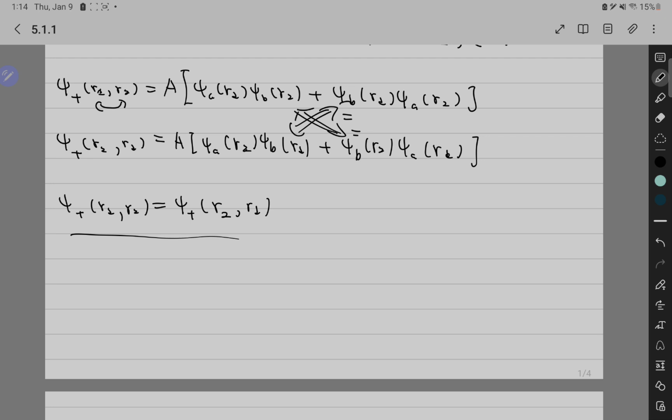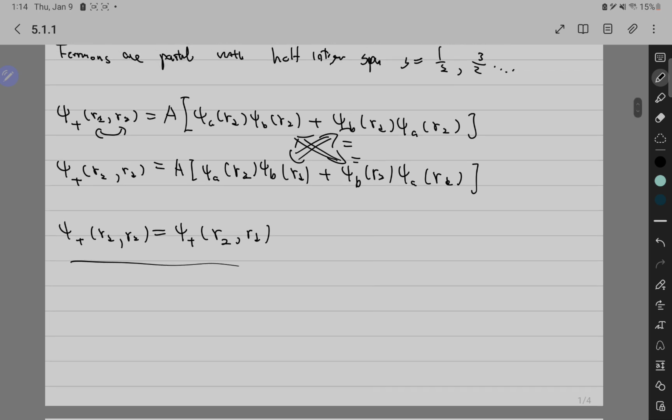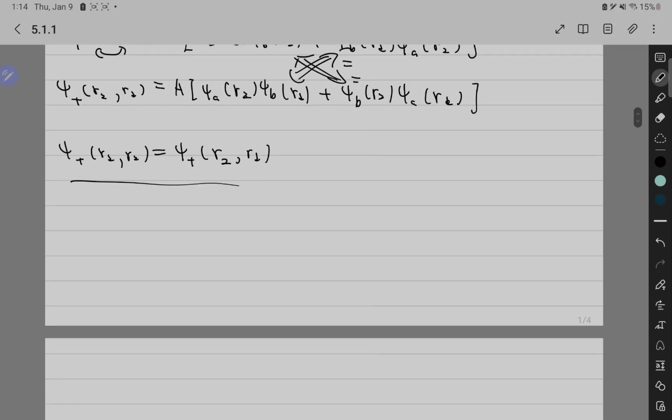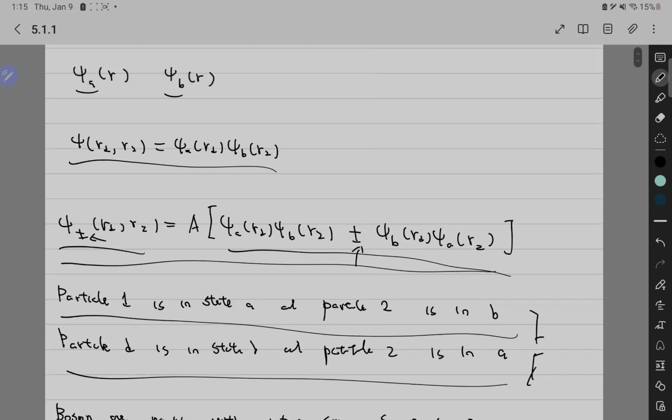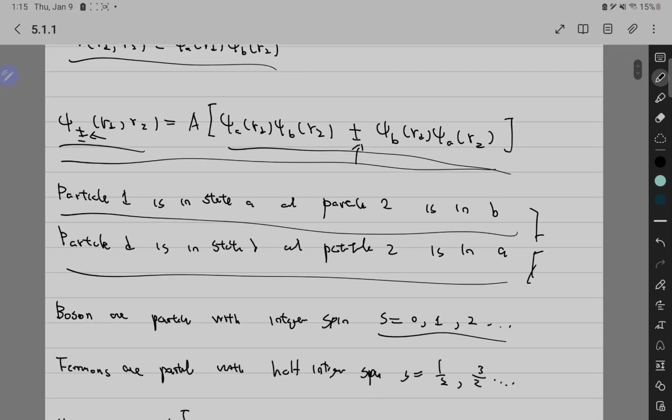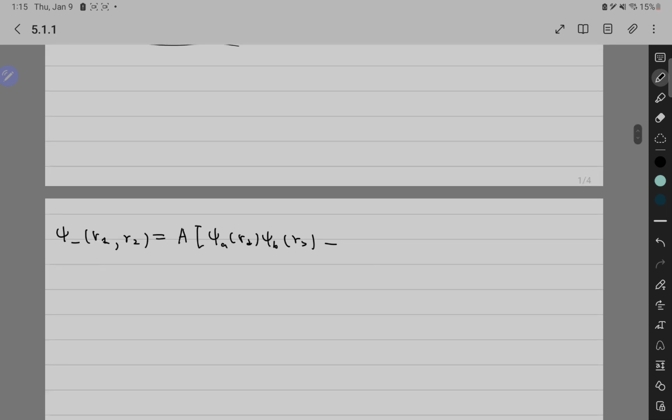But very interestingly, that is not the case for fermions. So let's look at what happens with fermions. For fermions, if we use the same formula, now we use negative. Let's look at the case of r1, r2. This is going to be equal to some constant again, phi a r1 phi b r2, but in this case it's going to be minus, because bosons are positive, fermions are minus. And then we have a minus sign in the middle, so minus phi b r1 phi a r2.